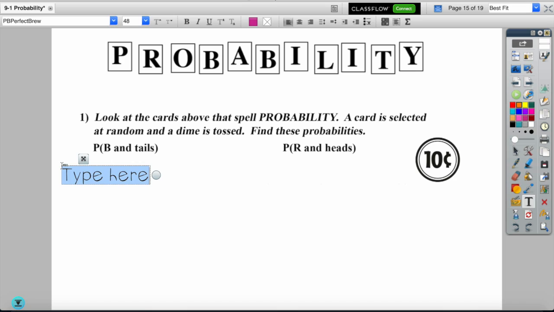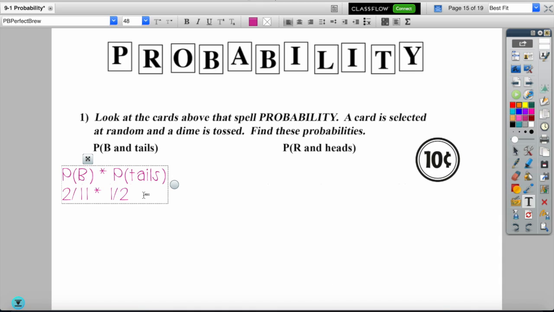And so what we're going to look at is the probability of picking the letter B, and we're going to multiply by the probability of flipping a tails. How many B's are up there in the cards? Well, there are two B's. Out of how many? There are 11. So the probability of picking a B from the cards that spell probability is 2 out of 11. We're going to multiply that 2 over 11 by the probability of flipping a tail. Well, on a coin, there are two sides, and only one of those sides has a tail.